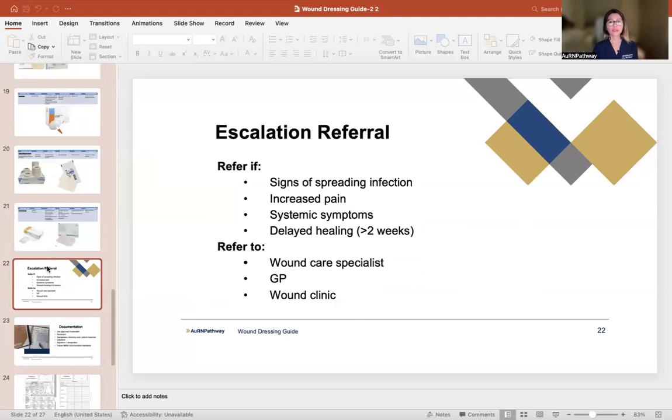Now, in terms of escalation, as we've talked about earlier, as an RN, as a nurse, you need to know if the patient's wound is spreading infection, if there's any increased pain, any systemic symptoms, or delayed wound healing, like more than 2 weeks. These are the best times to escalate or refer to a wound care specialist, to the doctor, or if you work in a medical practice or clinic, to a more specialized wound clinic to have a proper look at that wound so then we could heal the wound faster.